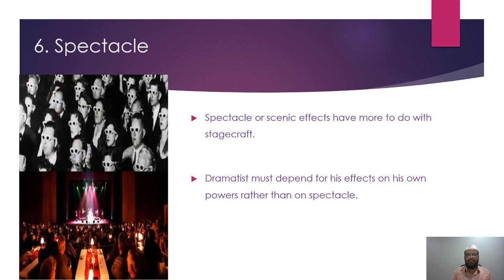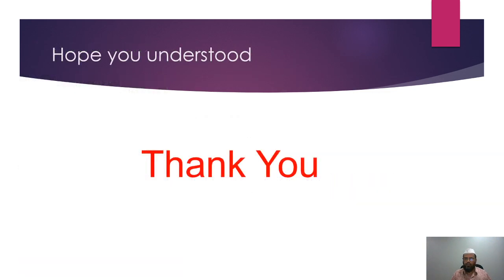Let us proceed ahead with the discussion of the last constituent part, that is spectacle. Spectacle or scenic effects have more to do with stagecraft. So this spectacle is associated with the stagecraft. The dramatist must depend for his effect on his own powers rather than on the spectacles. So friends, this is how we have come across all six constituent parts of tragedy, such as plot, character, thought, diction, song, and spectacle.